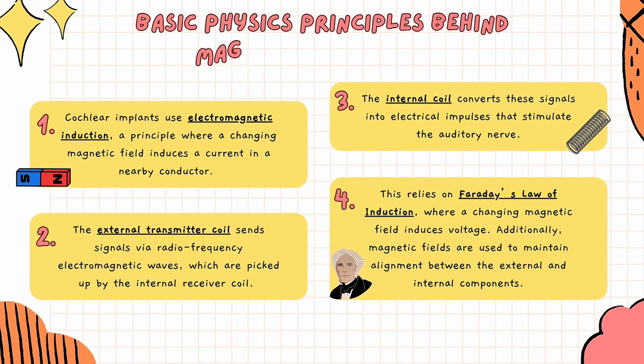Next, this is the basic physics principles behind magnetism as applied in the cochlear implant. First, cochlear implants use electromagnetic induction, a principle where a changing magnetic field induces a current in a nearby conductor. Second, the external transmitter coil sends signals via radio frequency electromagnetic waves, which are picked up by the internal receiver coil. Third, the internal coil converts these signals into electrical impulses that stimulate the auditory nerve. And last, this relies on Faraday's law of induction, where a changing magnetic field induces voltage. Additionally, magnetic fields are used to maintain alignment between the external and internal components.